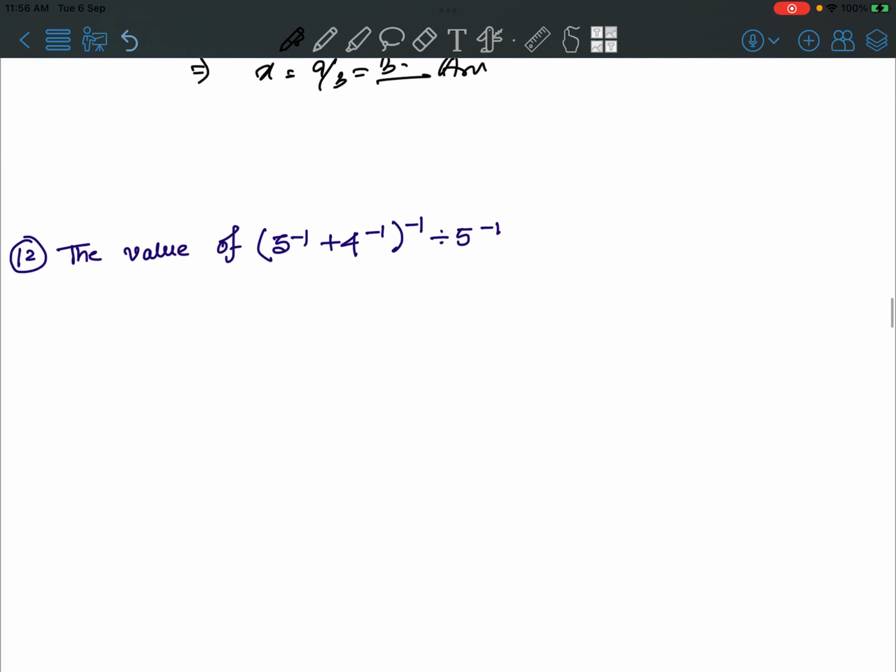Now the next problem. What is the next problem? The next problem is the value of (3 to the power minus 1 plus 4 to the power minus 1) whole to the power minus 1 divided by 5 to the power minus 1.